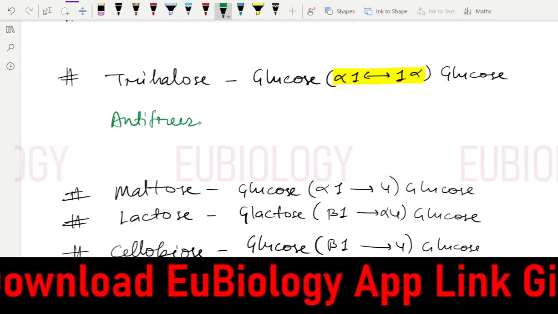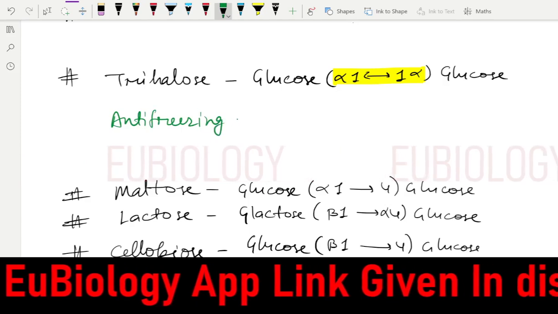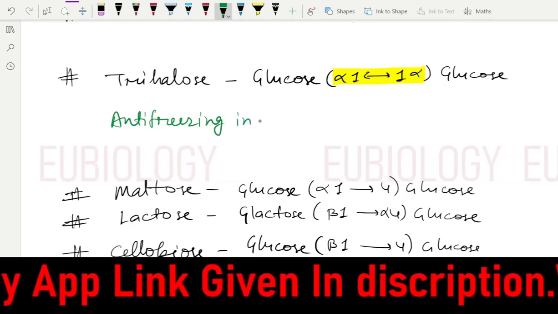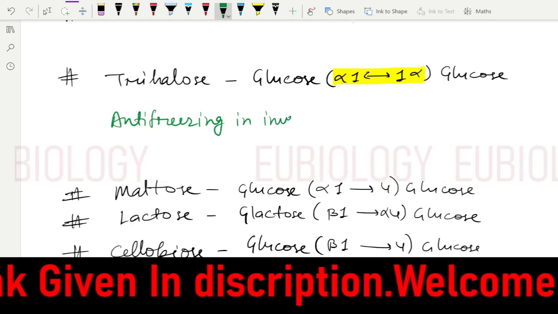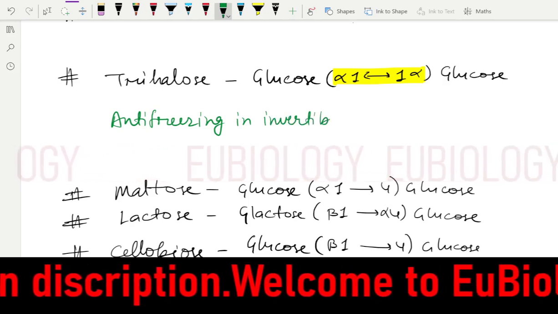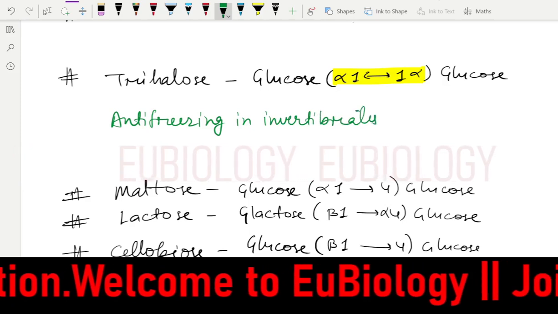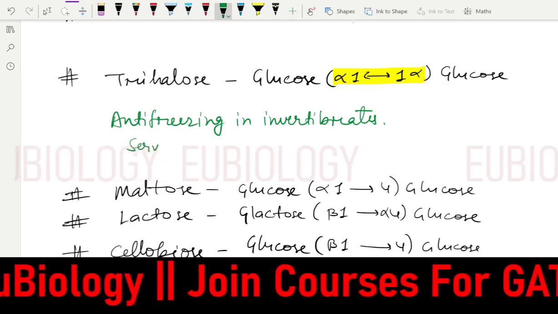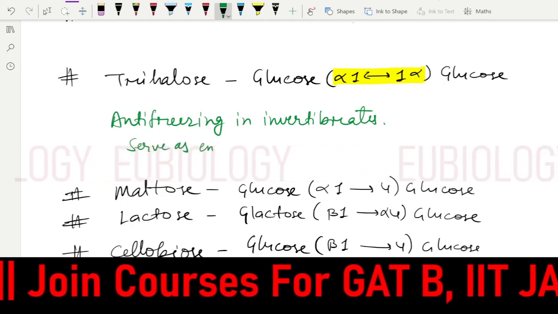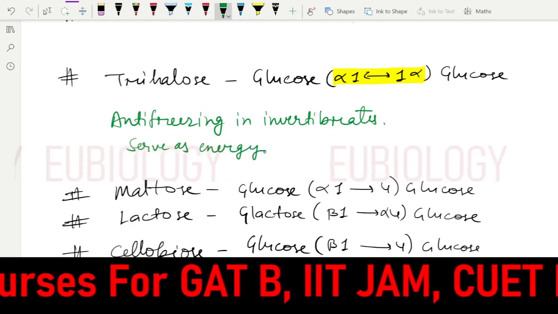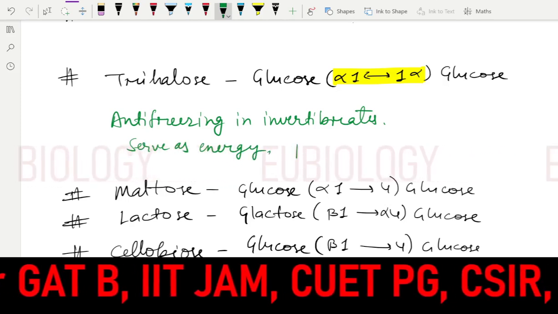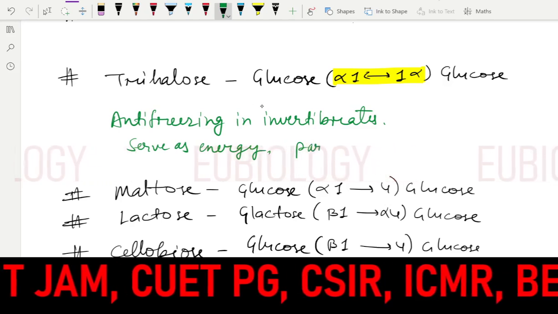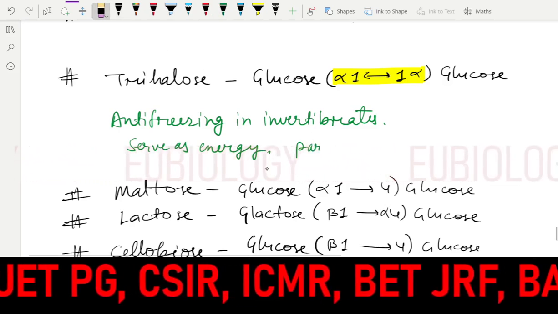Anti-freeze in invertebrates. Okay, and serves as energy and storage. Serves as energy and part of hemolymph.